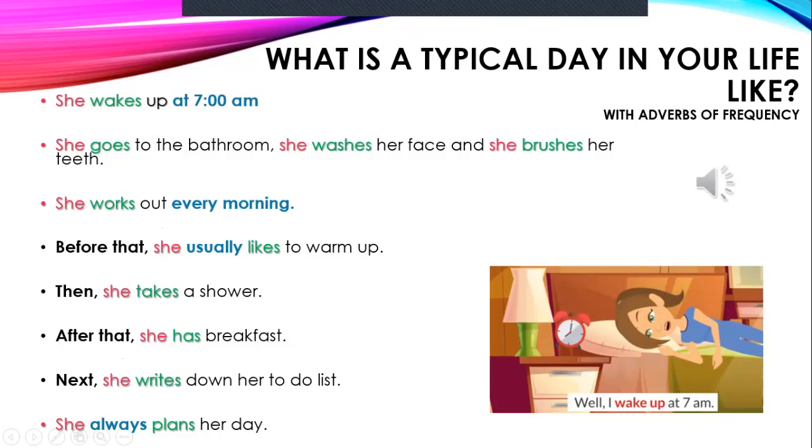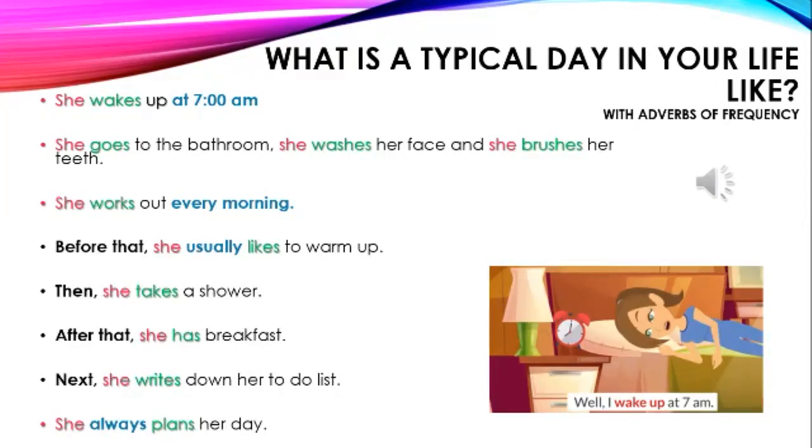So, what's a typical day in your life like? Well, I wake up at 7 a.m. I go to the bathroom, wash my face, and brush my teeth. I work out every morning. I can't do without it. Before exercising, I usually like to warm up by doing stretches. Then I take a shower, and after that, I have breakfast. Next, I write down my to-do list for the day. I always plan my day ahead.